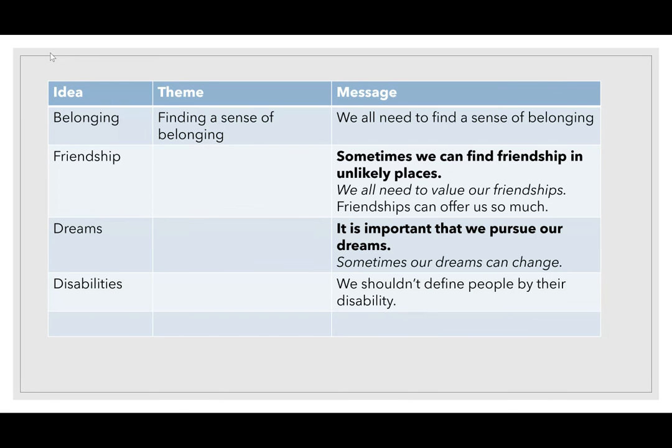When I think about the idea of disabilities, the message I take away, because obviously Zach is a person with Down syndrome, is that we shouldn't define people by their disability. If all we saw was that he was a person with Down syndrome, then we wouldn't get to see his awesome character and personality. That was also in one of the other videos: you don't say he's a Down syndrome person, you say he's a person with Down syndrome, because he's a person first and the disability comes second. So that links in with that as well.